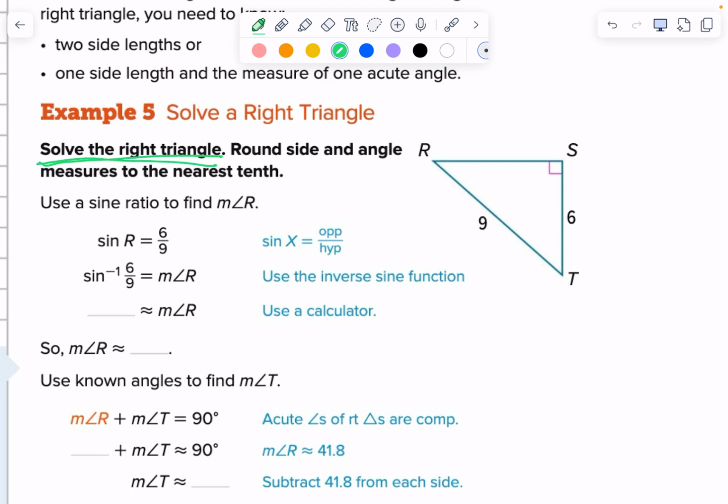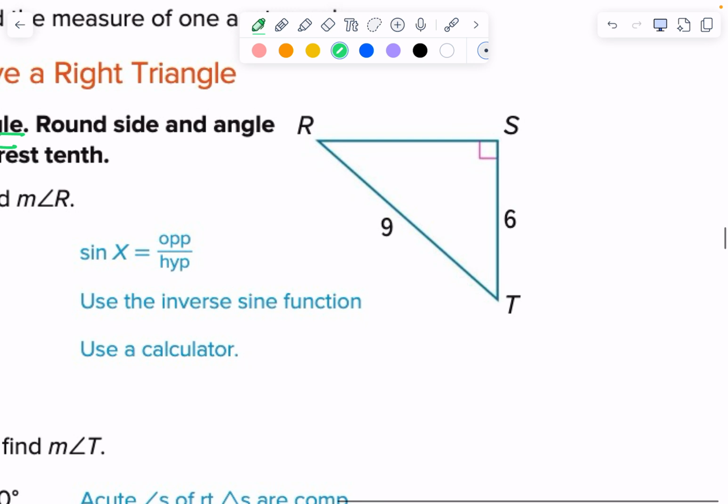Solve the right triangle. Example 5. These are the ones that are kind of icky because when it says solve, it means find everything. Find all of the things. And here's how I want you to write this.